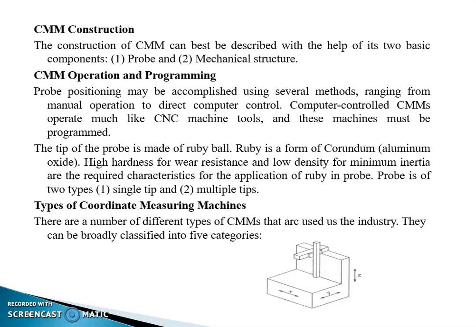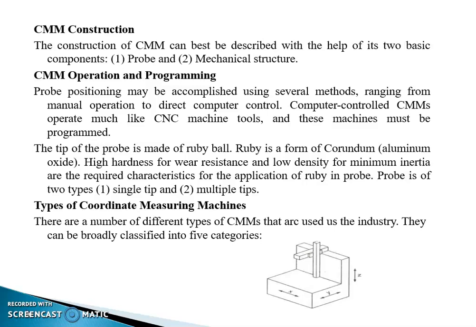The probe positioning may be accomplished using several methods ranging from manual operation to direct computer control. The computer controlled CMMs operate much like CNC machine tools, and these machines must be programmed. The contact probe is an important component of a CMM. The probe is fastened to a mechanical structure that allows movement of the probe relative to the part.